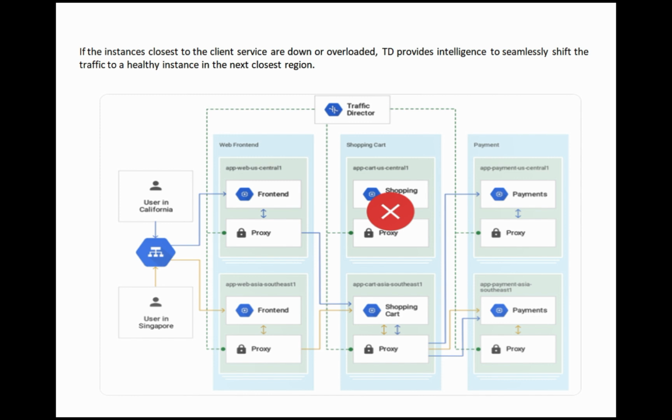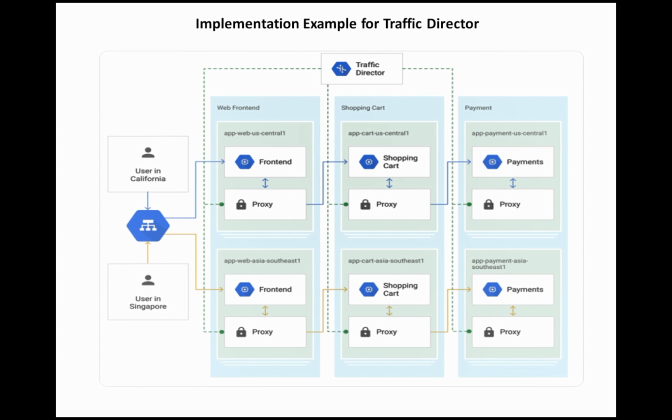So since it's already known that this Traffic Director is already aware that this service is not available in this region, automatically the traffic will be shifted to the next one. In this case, it's southeast one. So that's another beauty about this Traffic Director.